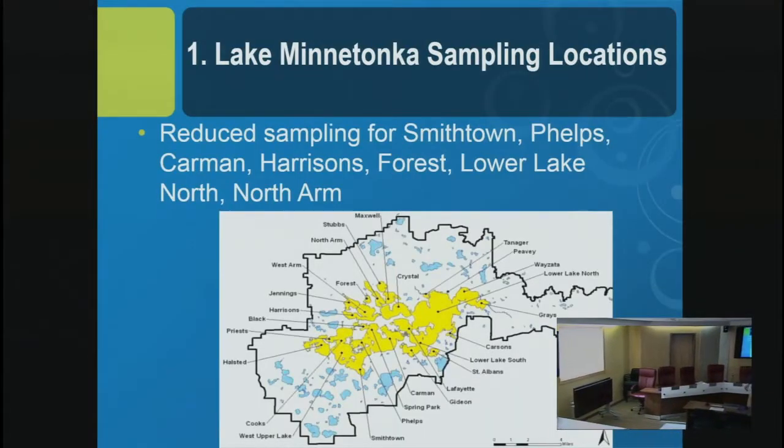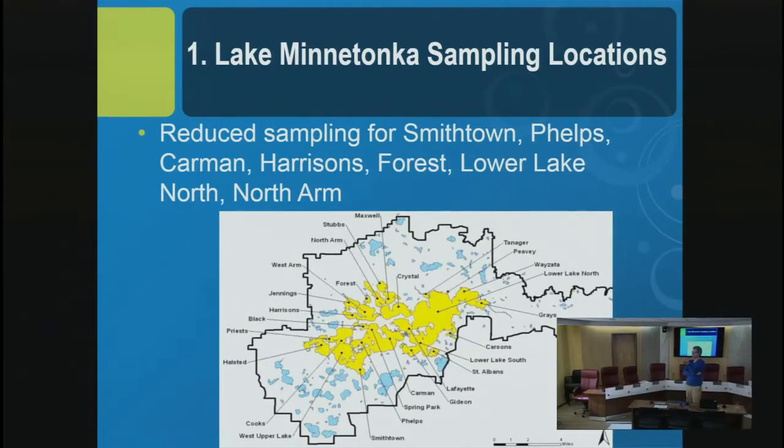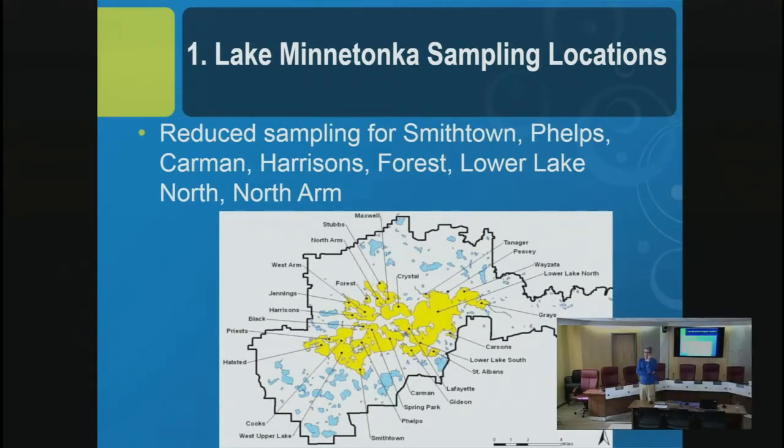So these are just some examples of suggestions, recommendations, that we could reduce the amount of sampling in certain bays in Lake Minnetonka. For example, I mentioned Smithtown. You drop that off the sampling schedule for a year or 2 or 3, or take it out completely. You could save half a day's travel time and effort, and that's really significant. And I have some other suggestions there as well.